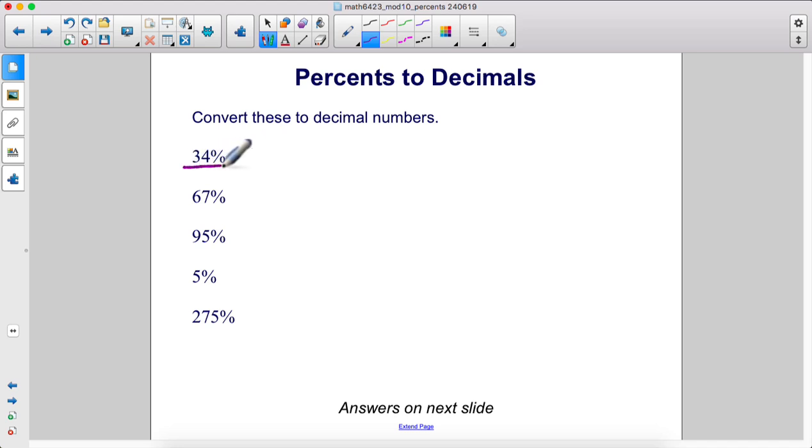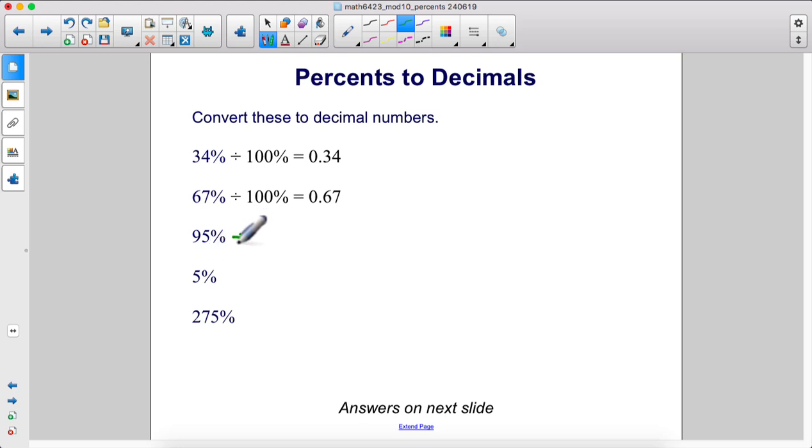Convert these to decimal numbers. All right, we're just going to divide that percent by 100%. So the percent signs cancel, and we get 34 divided by 100. We can actually just write that like this. 34 divided by 100 moves the decimal 2 places to the left. So it's going to be 0.34. 67% divided by 100%, well, the percent signs are going to cancel. And when we divide by 100, we just take that decimal, we move it 2 spots to the left. 0.67.